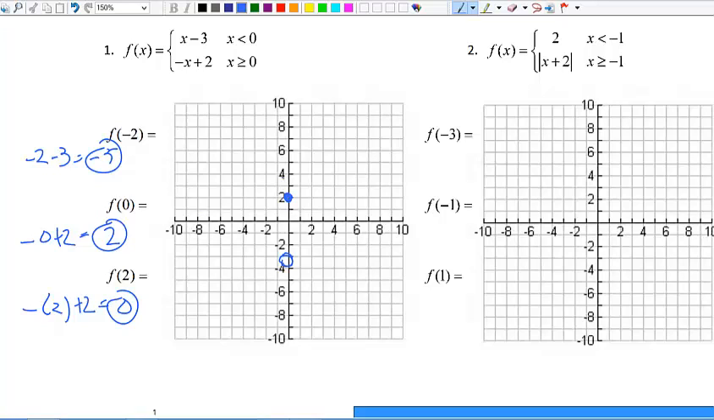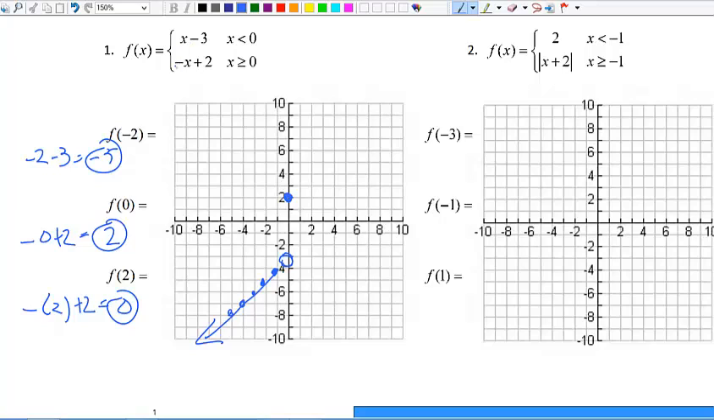Okay, and then I'm just going to look at x values and find y values that correspond. So at negative 1, which would be in the top equation, I would expect to see negative 4, so I'll put a point there. Negative 2, we already know is negative 5. And so we can see very quickly that this part of the graph is a line that's got a slope of 1 and a y-intercept of negative 3. So I can sketch that in.